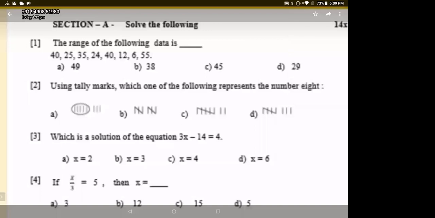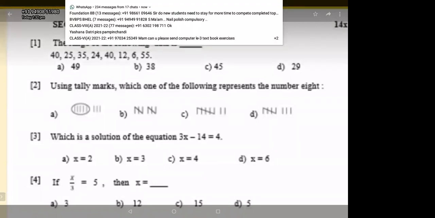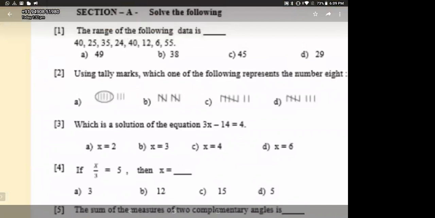Now you have to see, children. First question: range of the data. Any data is given. Range is nothing but highest value minus least value. What is the highest value given here, children? The data is 55. Which is the least one? 6. 55 minus 6 means 49. Option A is correct, children.